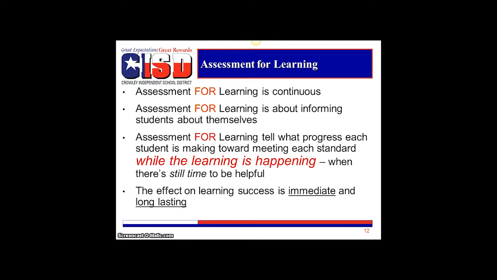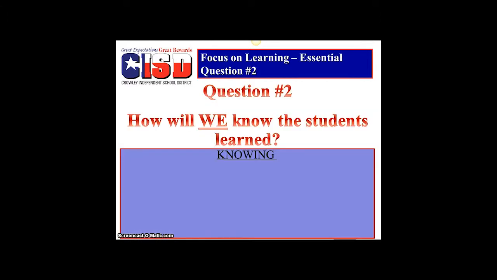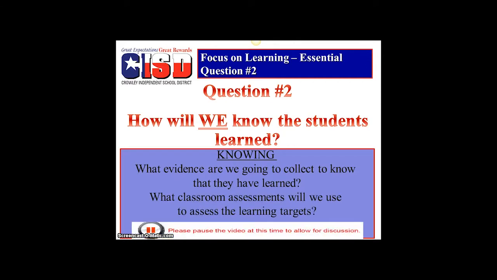Assessment for learning helps us set clear learning targets and assessments, that is, checks for understanding, classroom assignments, tasks, and teacher-created exercises to really know if and at what level our students are learning. So our essential question number 2 is, how will we know the students learned? What evidence are we going to collect to know that they have learned? What classroom assessments will we use to assess the learning target? Please pause the video at this time to allow for discussion.